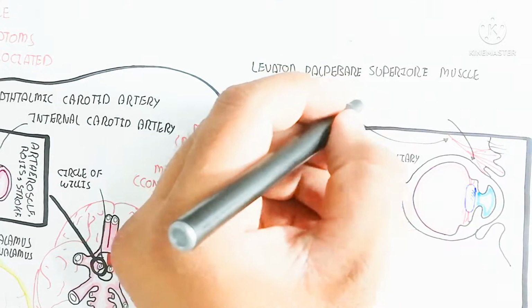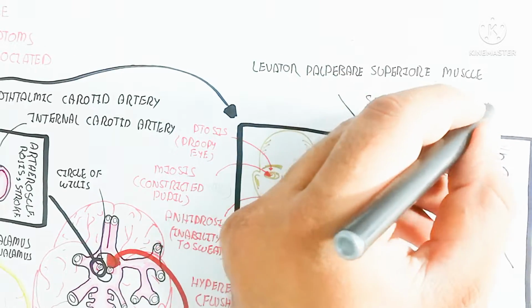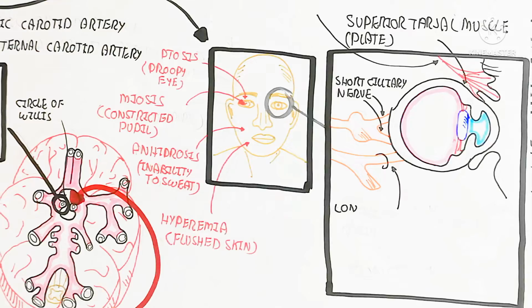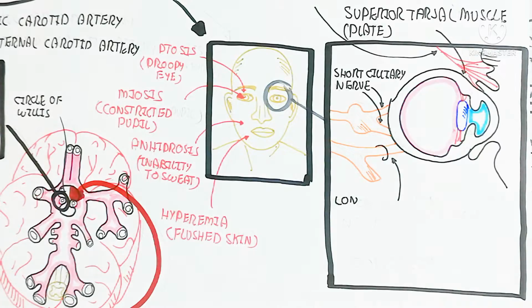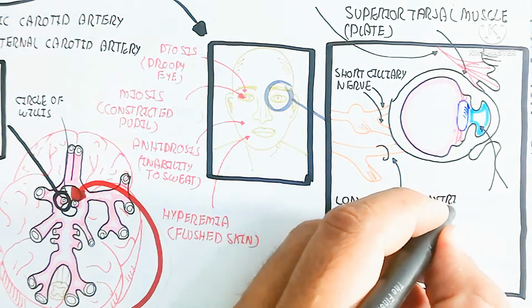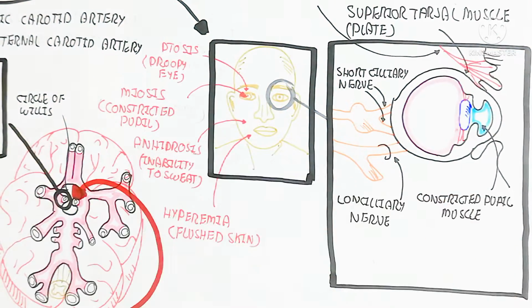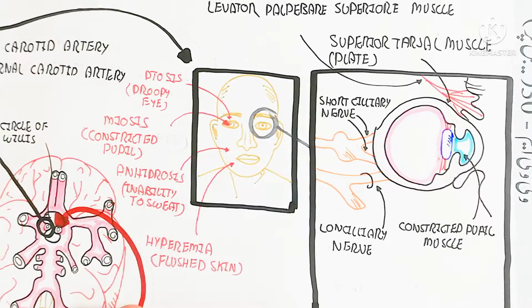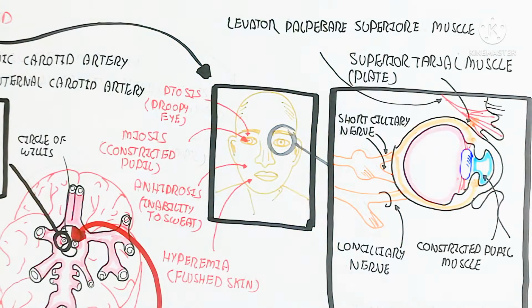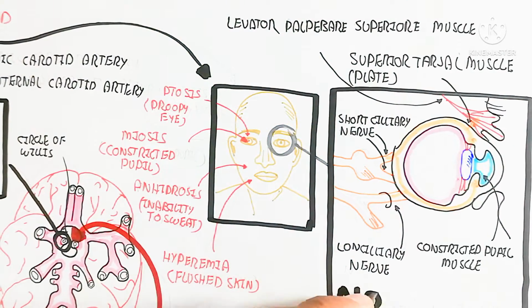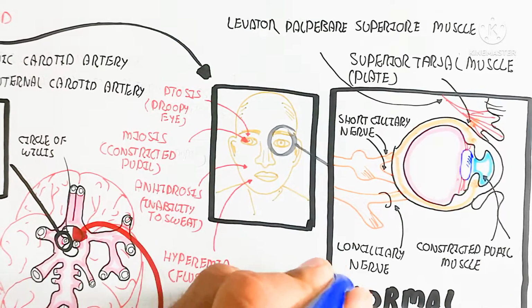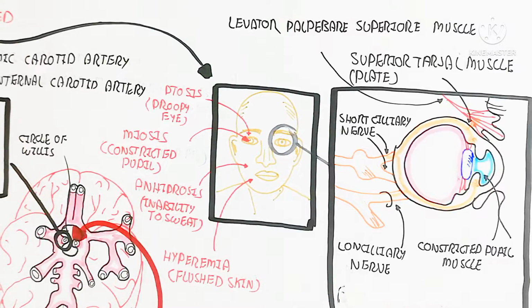So here you can see the structure. I am drawing a bigger picture of the eye: the levator palpebrae superioris muscle, and the superior tarsal muscle plate, which is controlled by it, and the short ciliary nerve is here, and this is the long ciliary nerve, which controls the dilation and constriction of the pupil. So sympathetic nervous system innervation leads to dilation of the pupillary muscle, and without it dilation does not occur. In this way, the pupil muscle is constricted.